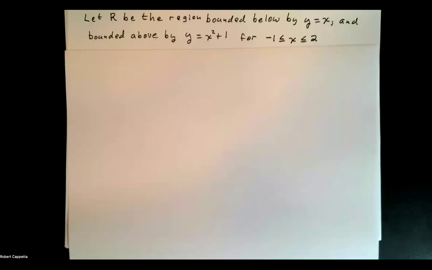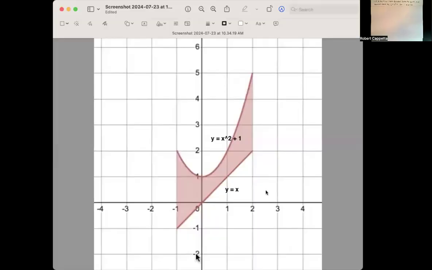We want R to be the region bounded below by y equals x and bounded above by y equals x squared plus 1, on the range of values where x goes from -1 to 2. So let's visualize that region. We see y equals x is here. We see y equals x squared plus 1 is here.